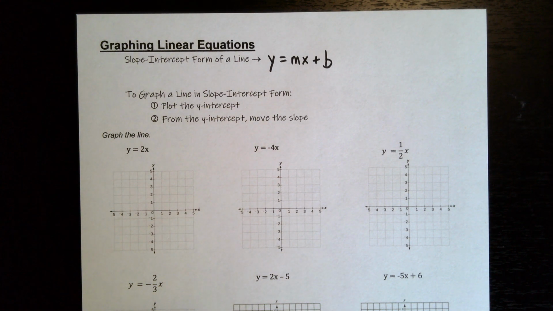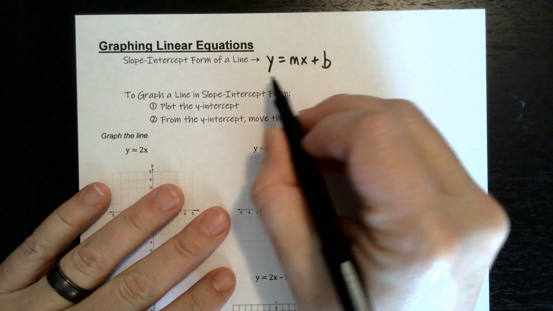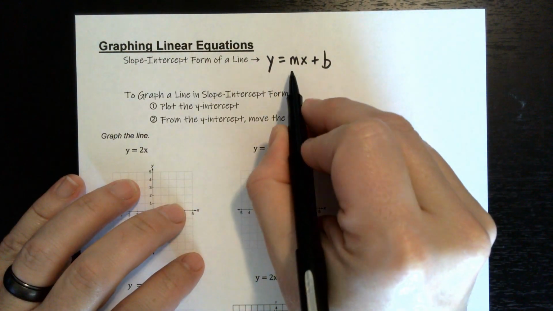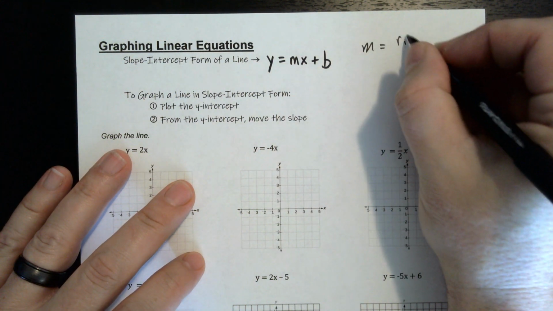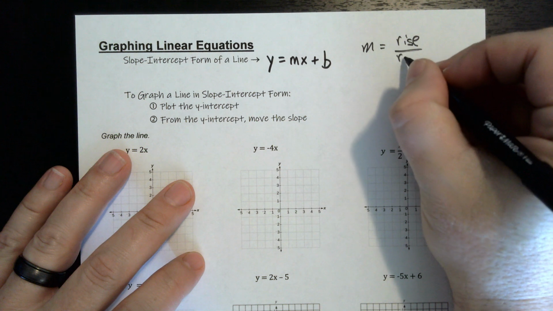In this video, we're going to be talking about graphing linear equations of the form y equals mx plus b, which is slope-intercept form. Okay, so y is equal to mx plus b. M stands for the slope. Okay, so m is your rise over your run.